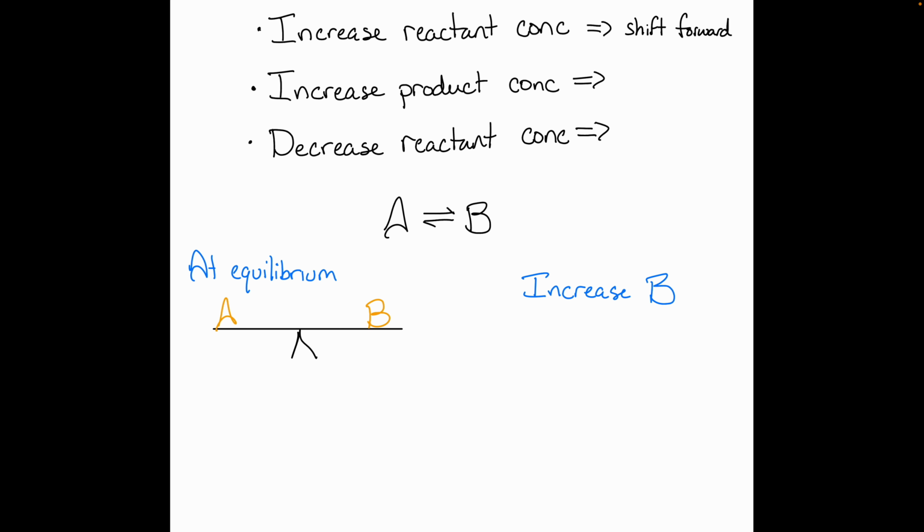All right, so if I increase B, now all of a sudden it's the product side of my teeter-totter that's on the ground. And the only way that I can get this back to being stable again, back to being equal again, is if I convert product to reactant. If I move stuff from the B side over here, right? So this would have the effect of shifting the reaction in the reverse direction.